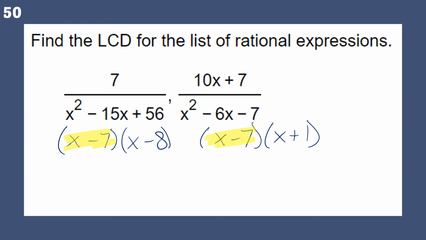Then we have x plus 8. And then lastly, we have one last thing. We have x plus 1. So there's actually three different ones. We do not need to repeat the x minus 7 because that's in there in two places. So I'm just going to write all three factors now.